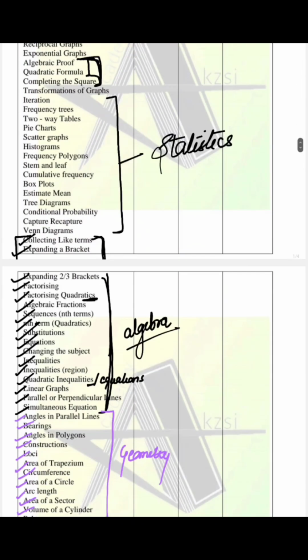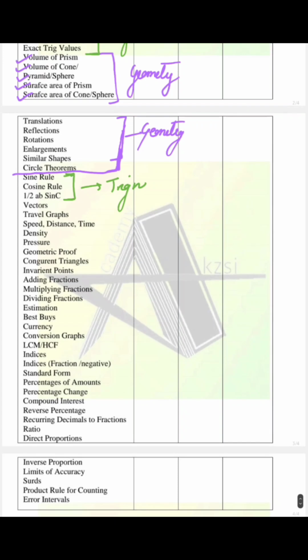And then there is a remaining part that at the end you can see, which is this: adding fractions, multiplication of fractions, dividing, estimations. These are technically something that we have to start with because these are very basics, but this is the topic that you have already learned in your KS3. So this is why at the very end we will brush it up. Mainly your curriculum is divided into algebra, arithmetic, geometry, trigonometry, and statistics.